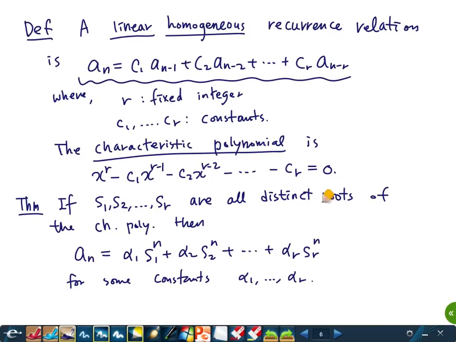So for initial conditions, if the linear homogeneous recurrence relation looks like this, we need initial conditions A0, A1, dot dot dot, Ar minus 1. We must have r initial conditions, but they can be given arbitrarily. No matter how these values are given, you can always find constants so that An satisfies both the recurrence relation and the initial conditions. That means we can just write down the nth term immediately like this. Okay?